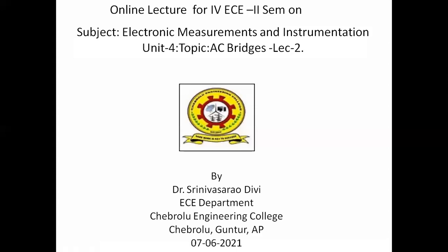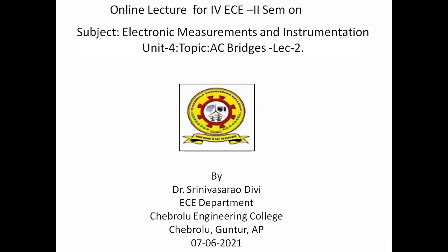So the balance condition is R1 R4 equals R2 R3. From the four arms of the bridge, we derive the balance equation. That is, when the bridge is balanced, the product of R1 and R4 is equal to the product of R2 and R3. When this balancing condition occurs, we say that the bridge is balanced.